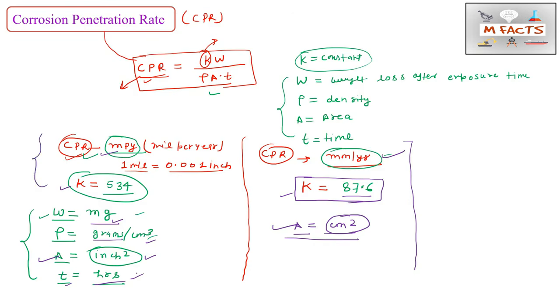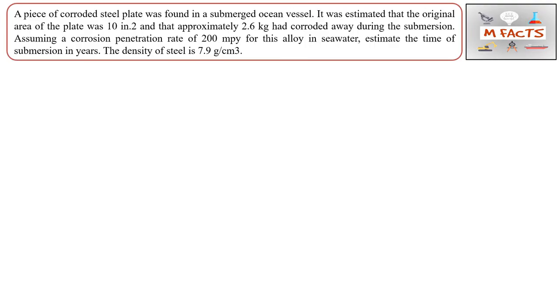Now we will see one example for this formula. The question is: a piece of corroded steel plate was found in a submerged ocean vessel. It was estimated that the original area of the plate was 10 inch square. So the area is given, 10 inch square, and that approximately 2.6 kg had corroded. They have also given the weight loss, 2.6 kg. And assuming a corrosion penetration rate of 200 mils per year during the submersion.